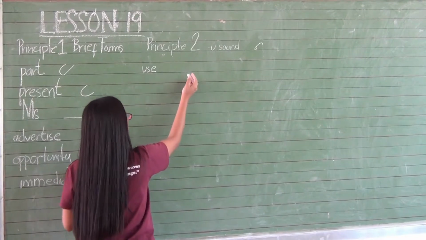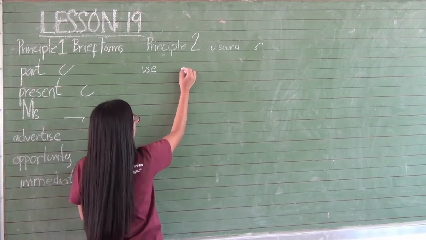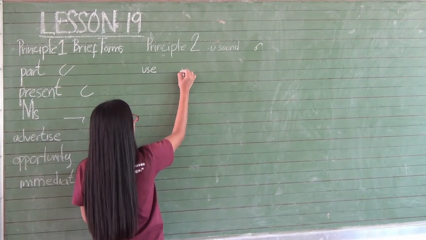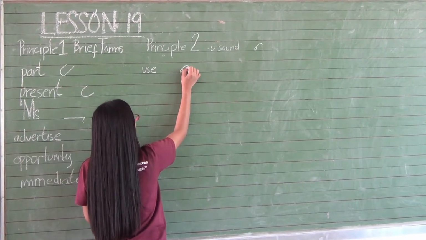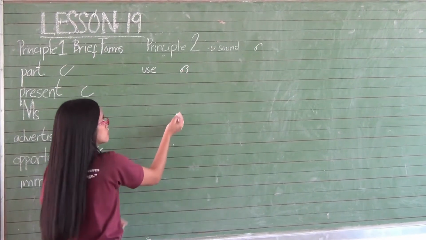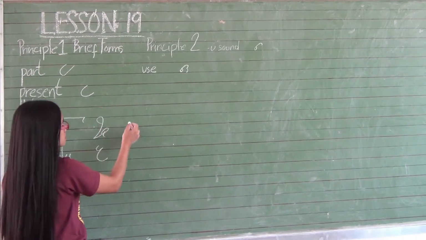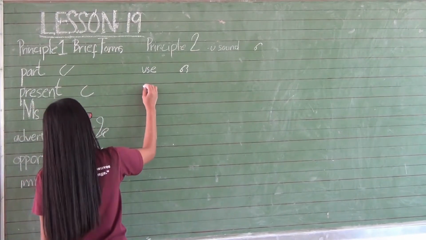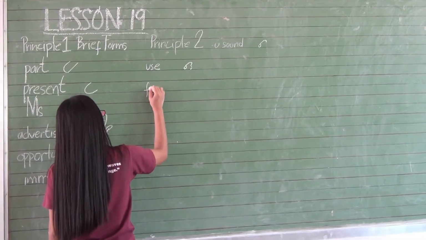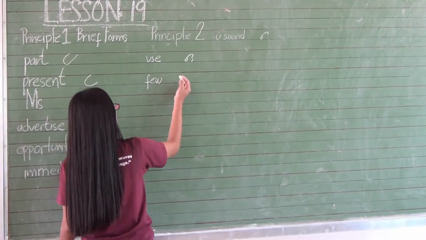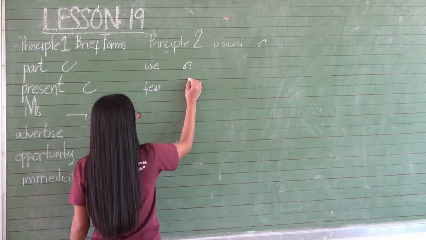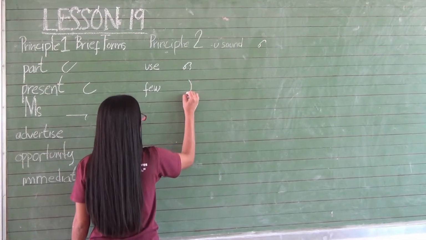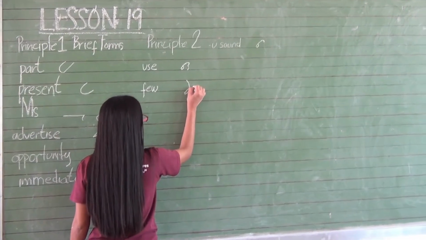Use is represented by E stroke, OO hook, and comma S. Next, few. It is represented by F stroke, E, and OO hook.